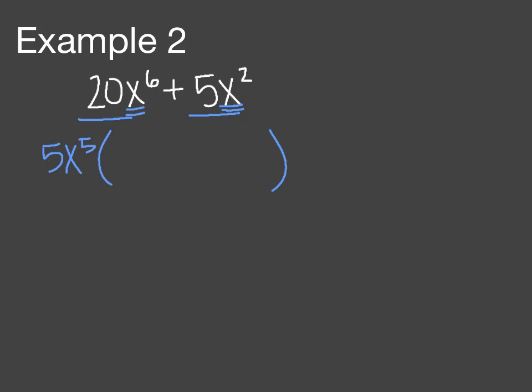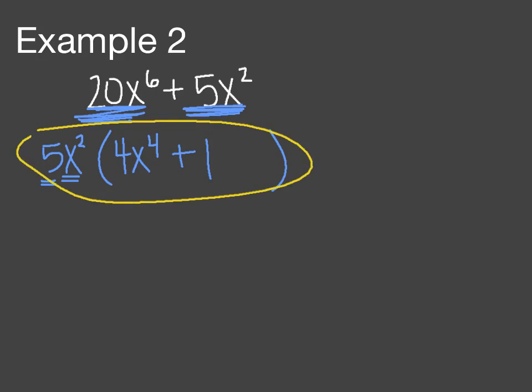So what we need to do is divide each term by the number 5 and take away 2 x's. From this first term, 20 divided by 5 would give me 4, and I'm taking away 2 of the x's. The second term, 5 divided by 5 would give me 1, and if I take away 2 x's, there would be no x's left. So this would be my final answer.